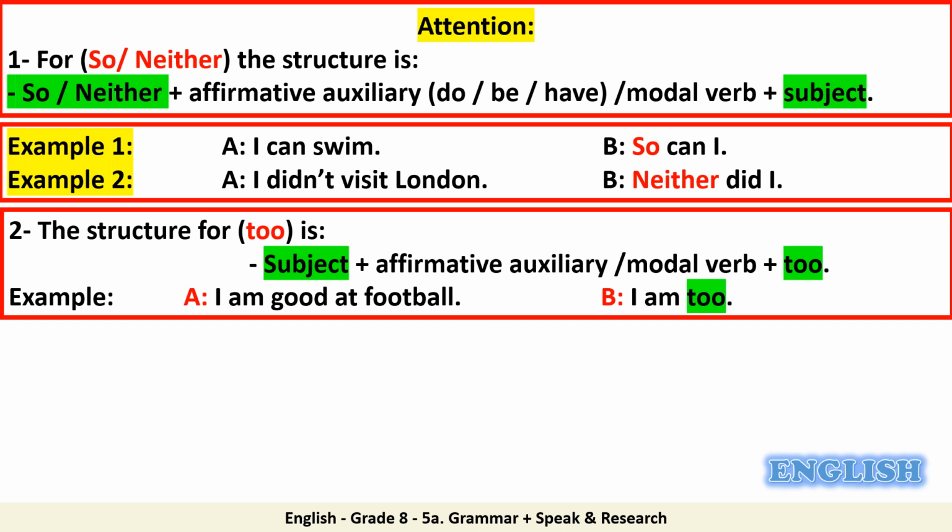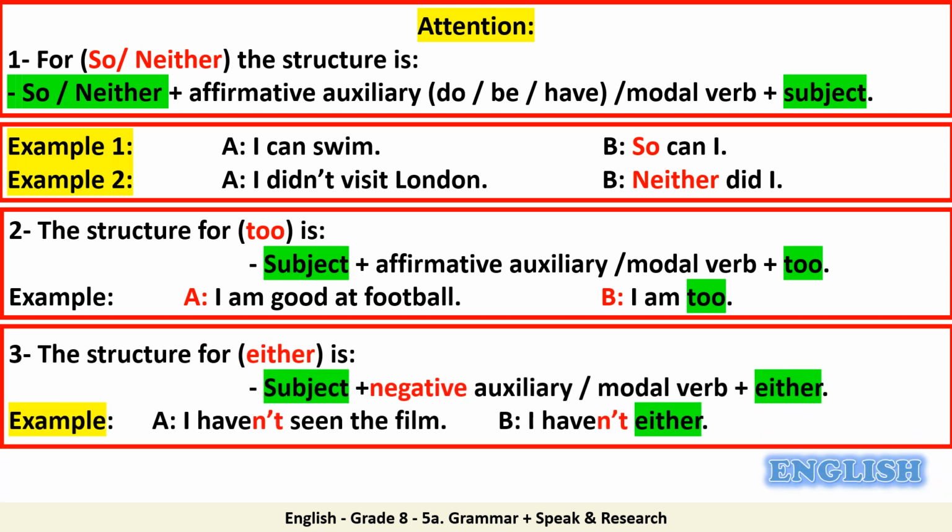What about the structure for the word too? We start the sentence with the subject, plus the affirmative auxiliary, or the modal verb, of course, plus the word too at the end of the sentence. Example, A, I am good at football. B, I am too. So we started with the subject I, plus the auxiliary verb am, then at the end of the sentence, too.